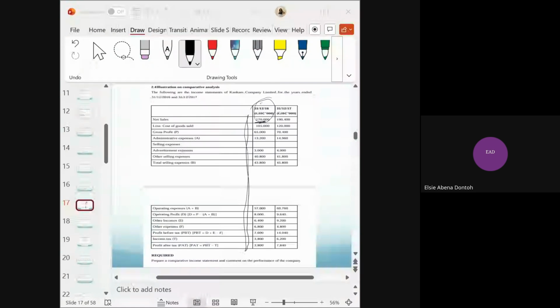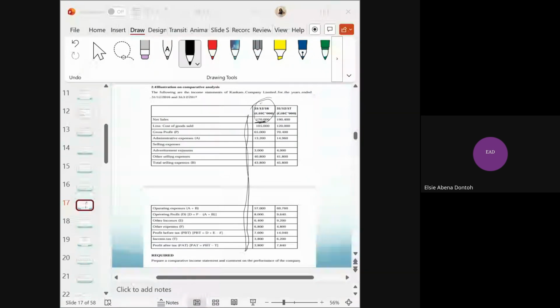We want to see how maybe in 2016 you got 170,000 in net sales, and then in 2017 you are getting 190,400 in net sales. We want to know the increase. Is it an increase or a decrease in absolute terms as well as in percentage terms? Because sometimes the percentages, as we identified earlier on, can be misleading.